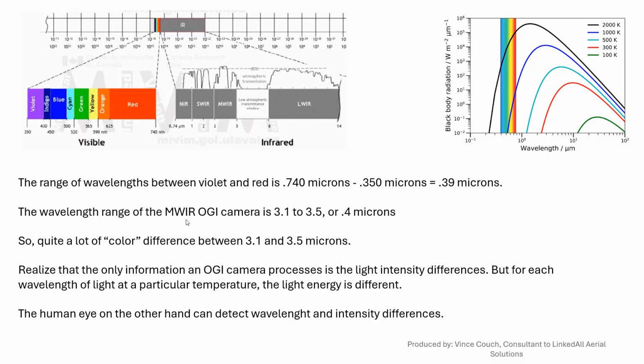The wavelength range of the mid-wave OGI camera is about 3.1 to 3.5, or 0.4 microns, so it's about the same. So you might say that's a very narrow band, but that's a lot of space, right? We can see all colors with just 0.39 microns difference of wavelength. Here's the thing. Our eyes can detect wavelength differences as well as light intensity differences, but OGI cameras can't. All they can do is detect intensity differences. The filter will allow in only these light wavelengths, and thereafter, we're only going to see different colors based on different intensities.